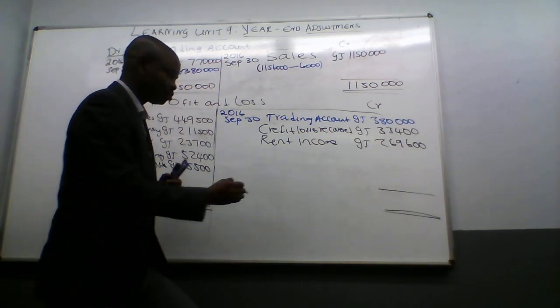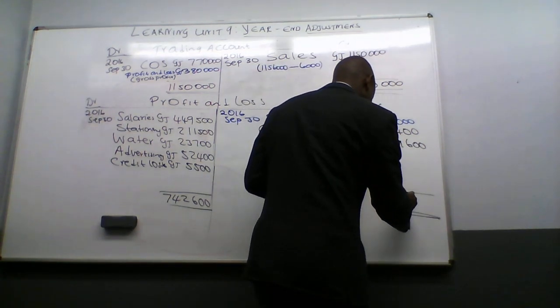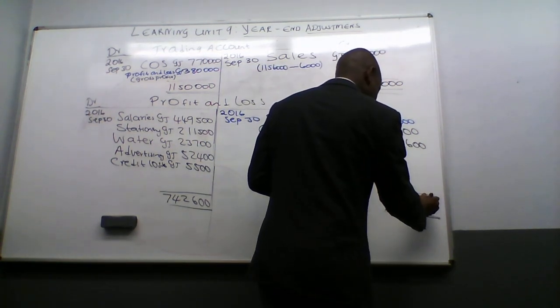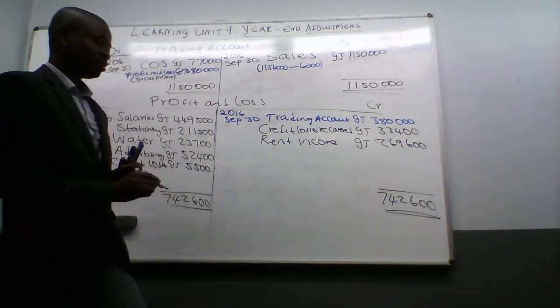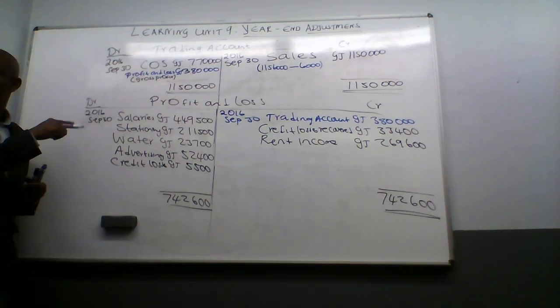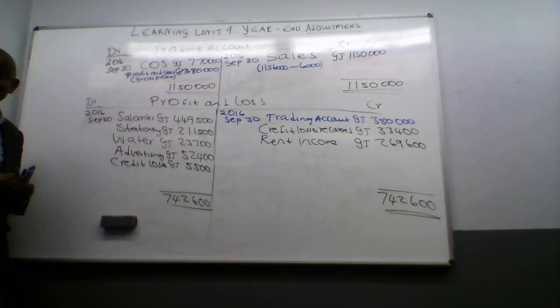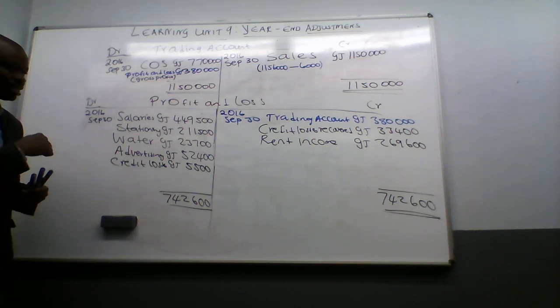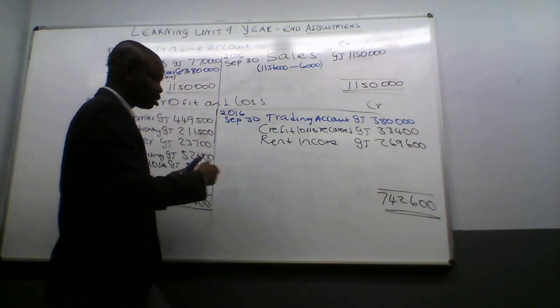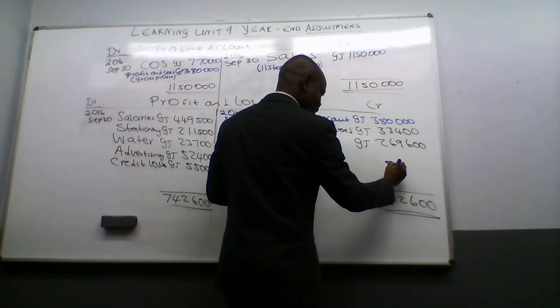Guys, make sure that you use your own calculator. What is the difference? 5,900. Where must I record it? Which side? 100. Yeah. 5,900.